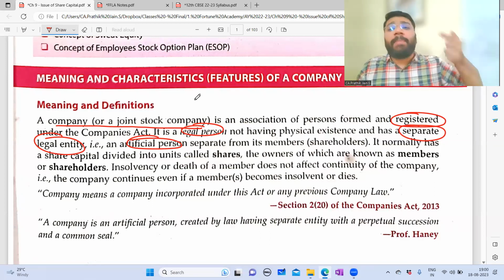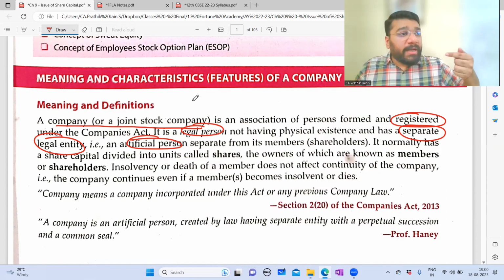But if you're registering the partnership concern with the government, it has got certain benefits. Especially if you want to file any suit or case, a concern which is registered with the government has a little bit more weightage than one which doesn't have a registration.